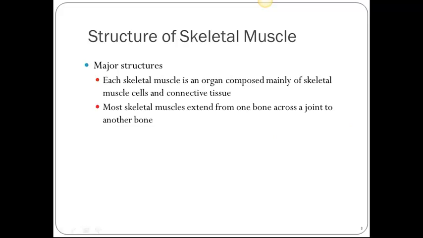Structures of the skeletal muscle, major structures. Each skeletal muscle is an organ composed mainly of skeletal muscle cells and connective tissue. Most skeletal muscle extends from one bone across a joint to another bone. And the attachment of these are called ligaments.